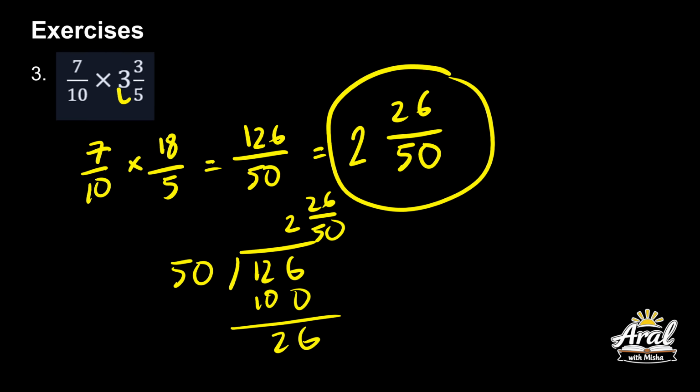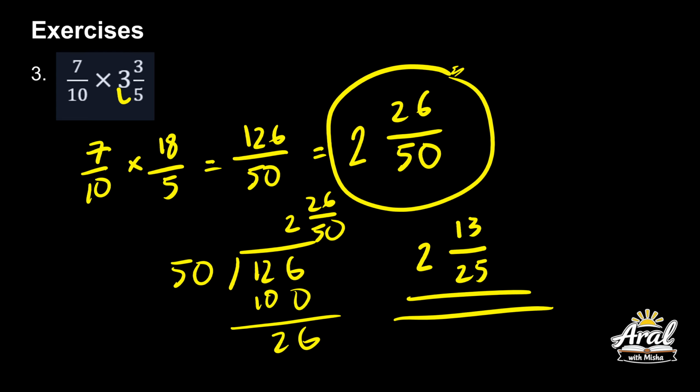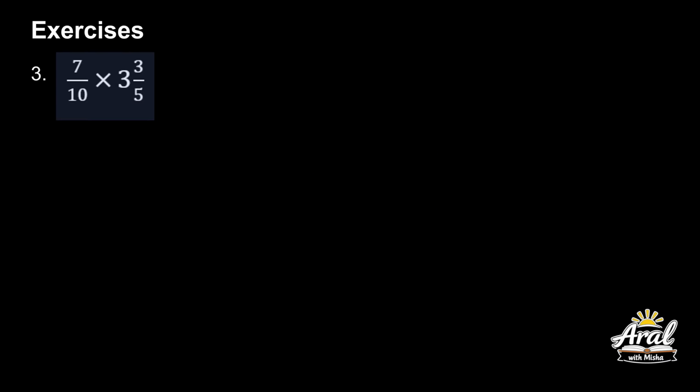Is this the simplest form? Parang pwede pang i-simplify, di ba? Divide both sides by 2. So, hindi pa pala ito yung final answer. So, we need to divide both sides by 2. That's 13 over 25. 2 and 13 over 25. The simplest form? I think so. So, this is your final answer. 2 and 13 over 25. Okay.